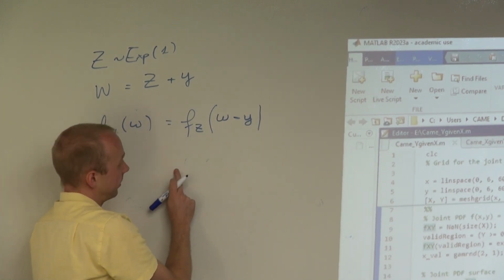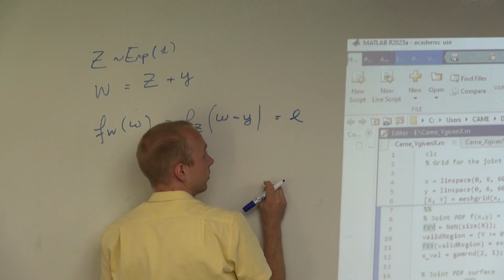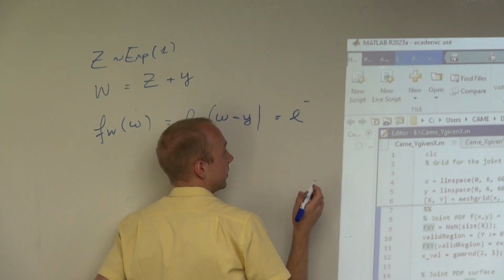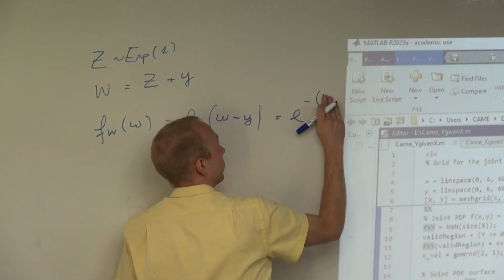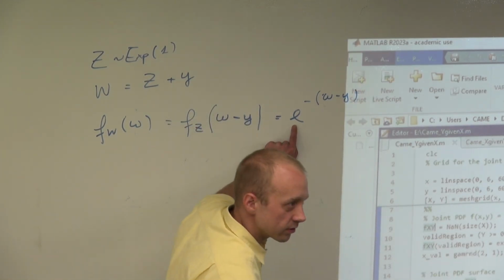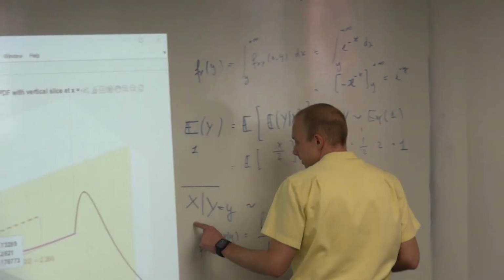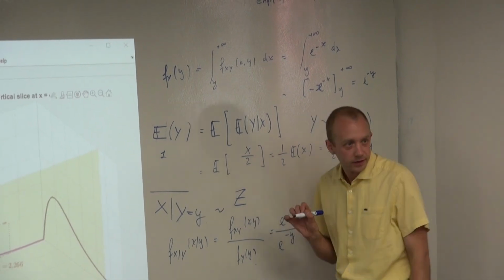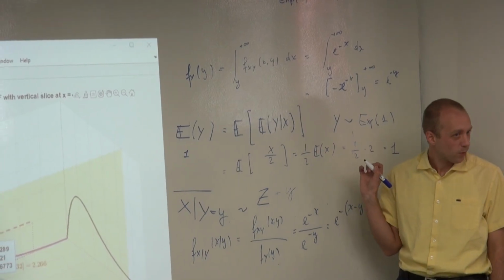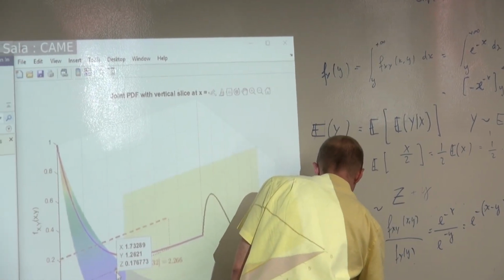F zeta is the density of the exponential, no? So you get E to the minus, the exponential zeta is parameter 1, no? So the lambda is not there. W minus y. See? So you see you get the same density, no? So practically speaking, this is like taking an exponential with parameter 1 and shifting it by y. Okay? Then things are easy if you have that representation.